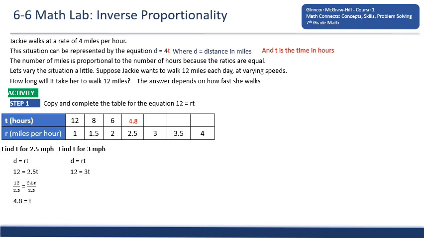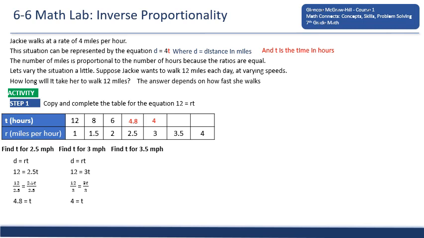So D equals RT, plug in what we know, which is distance and rate. So 12 equals 3T. We'll divide both sides by 3 so we get time by itself. So once we do that, we get 4 equals T, and we'll plug that into the table.